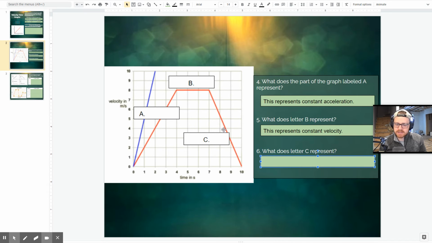Okay. So let's take a look at C. Well, what does C say? If a portion is moving upwards, meaning that we have an increase in velocity over time, then over this amount of time we'll have a constant increase of velocity.